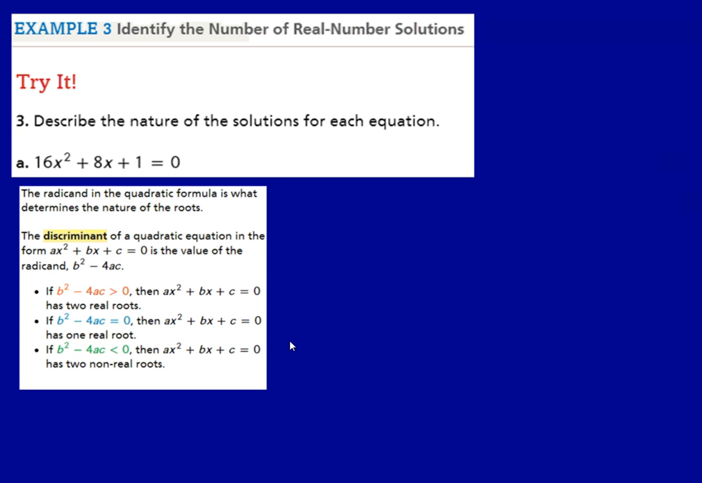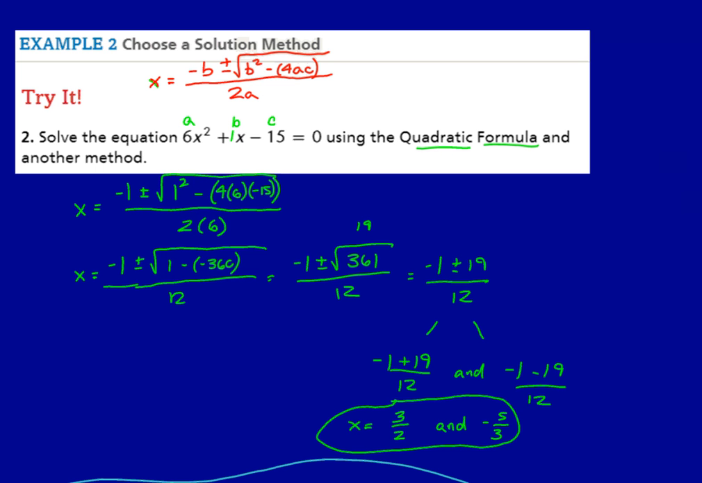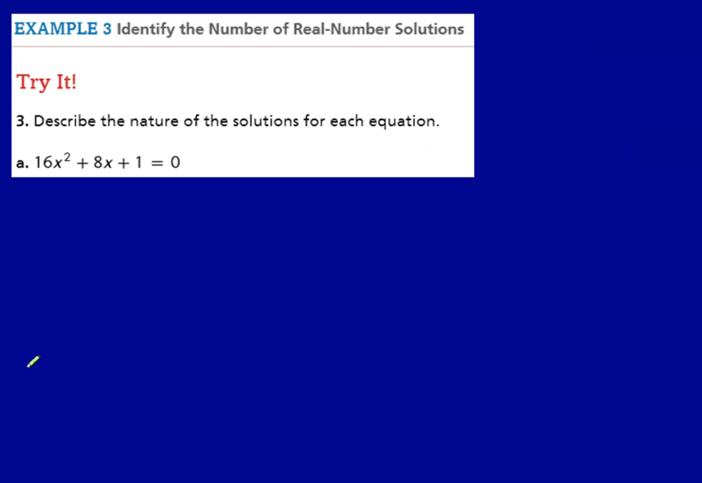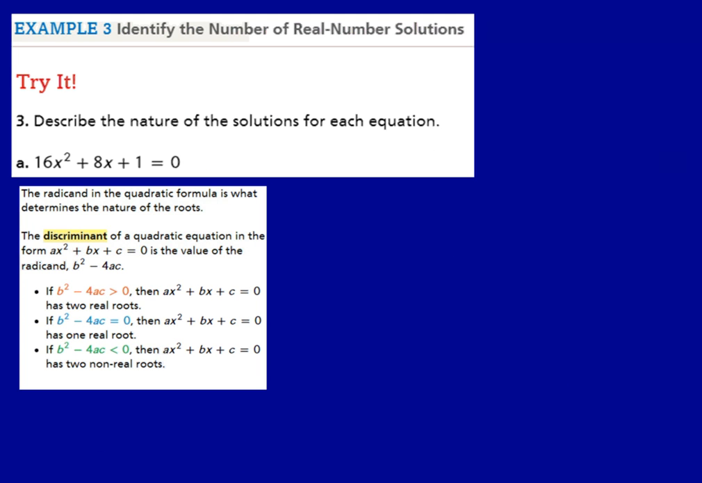It's underneath that square root symbol. So in our case, it's b squared minus 4ac. This right here is the radicand. Just what's underneath. Not the square root symbol, but just what's underneath. It is the b squared minus 4ac. That is the radicand. So these 3 points are very important.